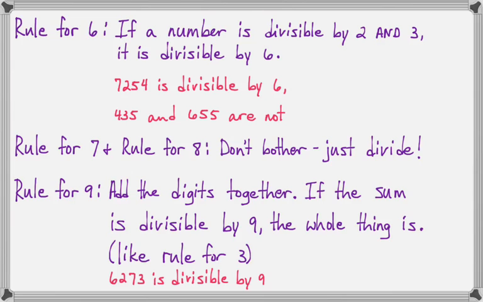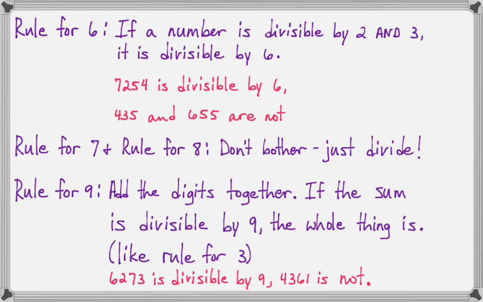So, for example, 6,273, because 6 plus 2 is 8, 8 plus 7 is 15, 15 plus 3 is 18. So, since 9 will go into 18, 9 will go into this big number. And if we look at the other one, 4 plus 3 is 7, 7 plus 6 is 13, 13 plus 1 is 14. 9 will not go into 14, therefore 9 will not go into this big number.